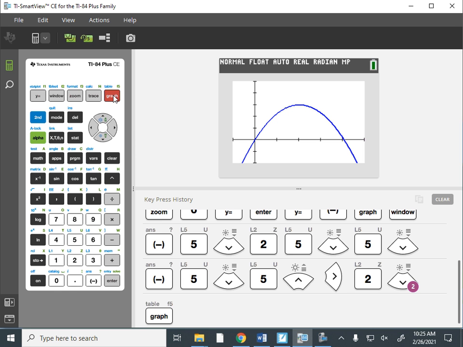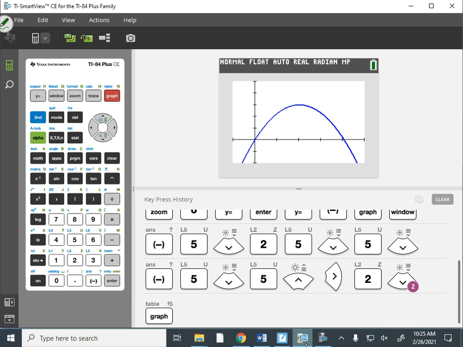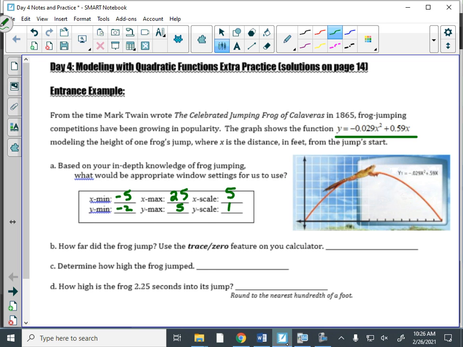As you can see, we have a much better visual. We can see how high the frog went, where it landed, and now we can answer the following questions. And sometimes you need to guess and check to get a nice visual window. So maybe you did 15, and it didn't pop up in your window. Well, then you know you need to adjust your window some more. Okay? So now we can use this to answer the following.